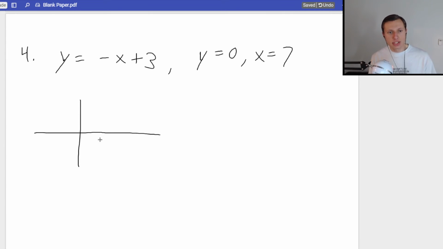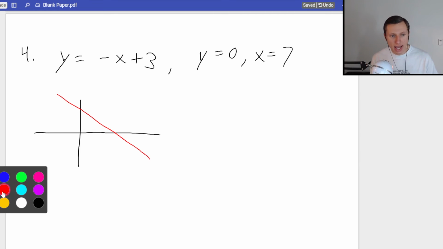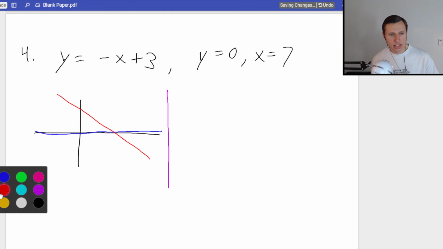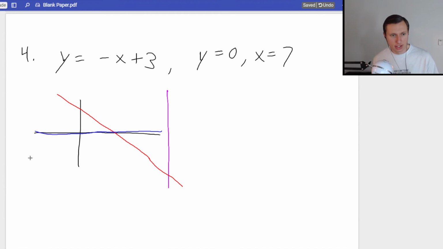We're going to have y equals -x plus 3. I'm going to draw that in red here. It looks something like this. The line y equals 0 is literally the x-axis. I can draw that in blue. And then x equals 7, we don't know exactly where it's going to be, but it's probably going to be somewhere over here. I need to extend this a little bit longer, as you can see. But it's going to be somewhere around there.